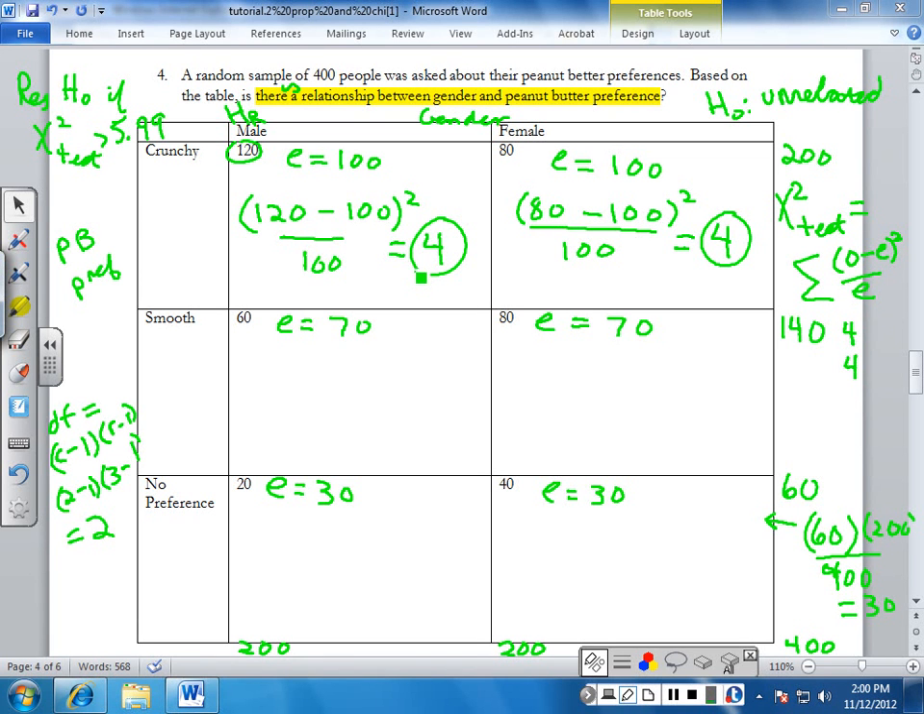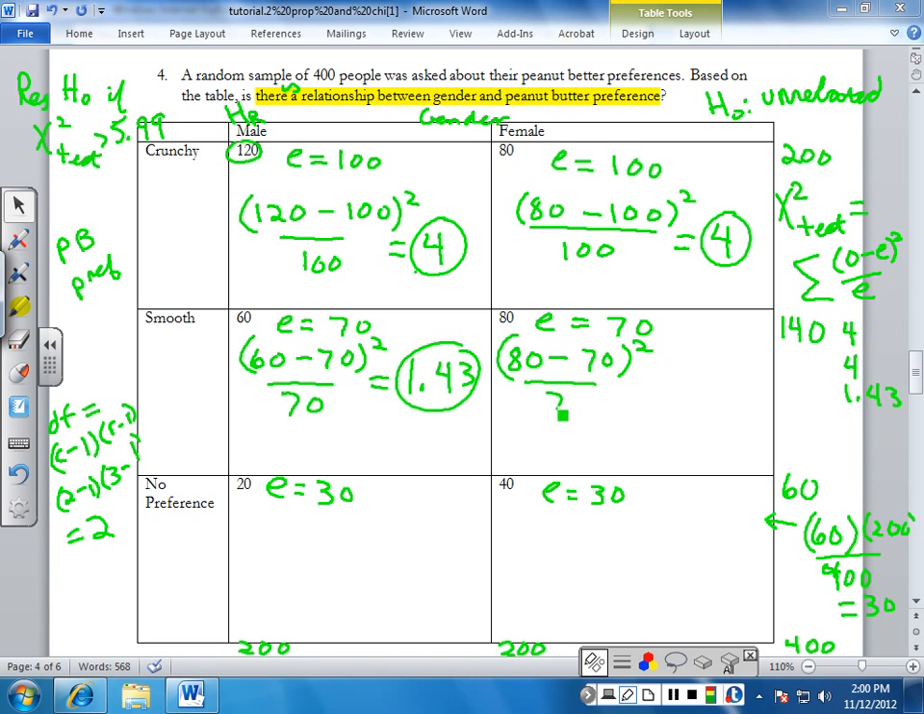So observed minus expected squared divided by expected, and that's 1.43. So I'll add that here, 1.43, and here 80 minus 70 squared over 70. That's also 1.43.